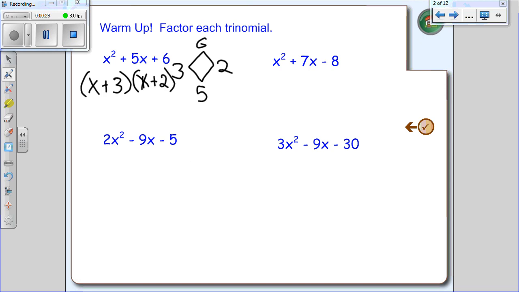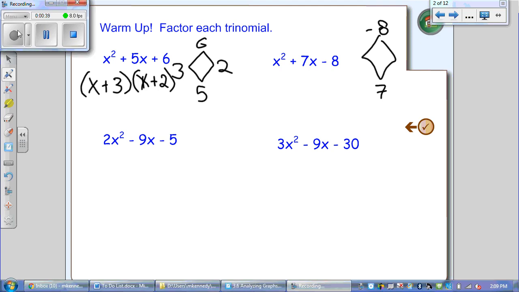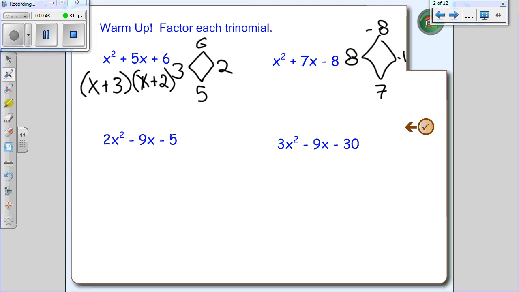Next one. Simon method. Things that multiply to be negative 8, things that add to be 7. If you're doing this, things that multiply to be negative 8 and add to be 7 is 8 and negative 1. So your factors would be x minus 1, x plus 2.